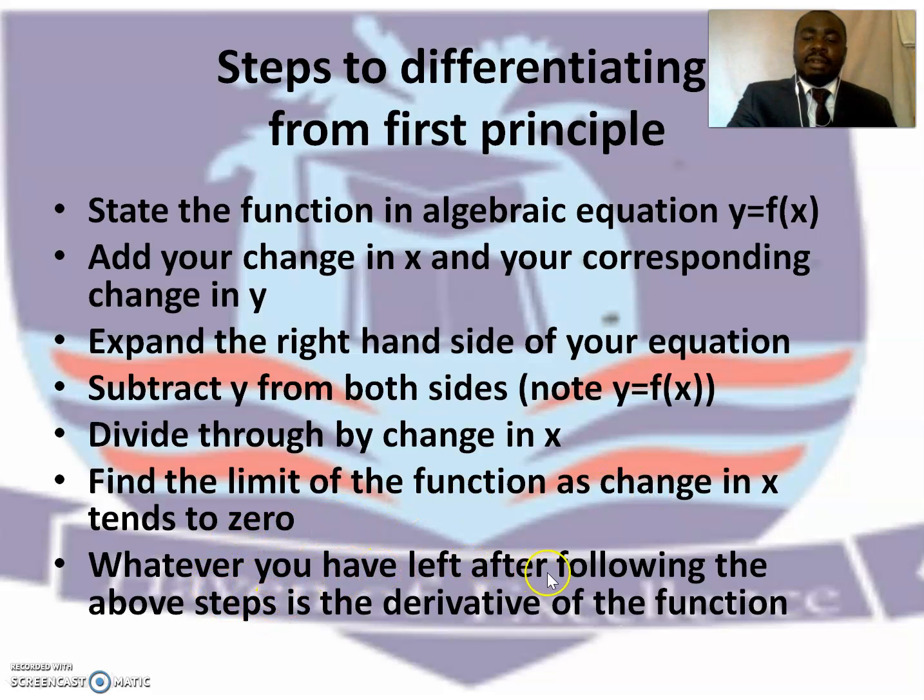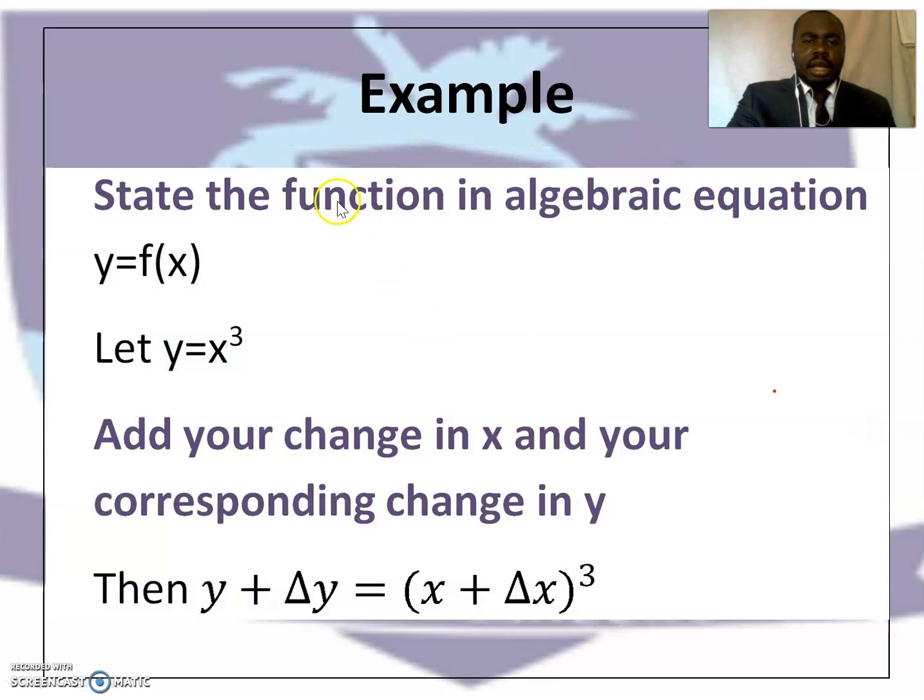Whatever we have left after following all the steps above will be the derivative of the function. To understand it better, let us look at an example. Here we are given the example y is equal to x cubed. The first step will be to add our change in x and a corresponding change in y. So this says y equal to x cubed.